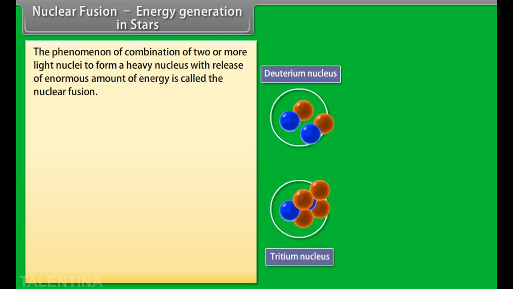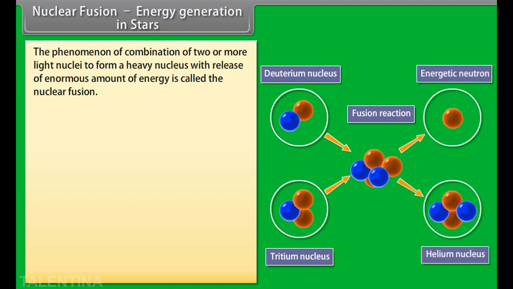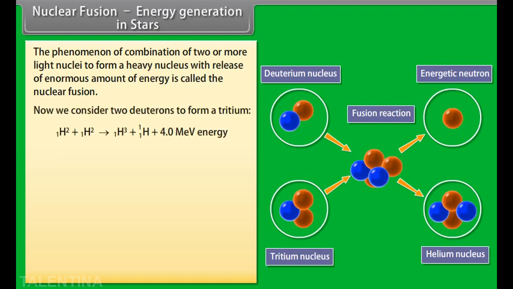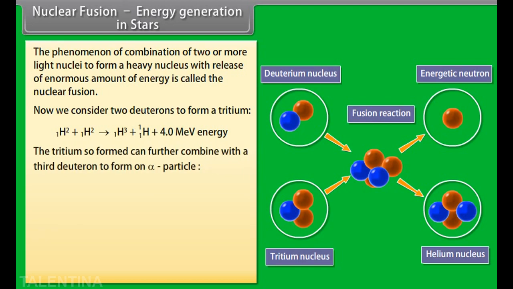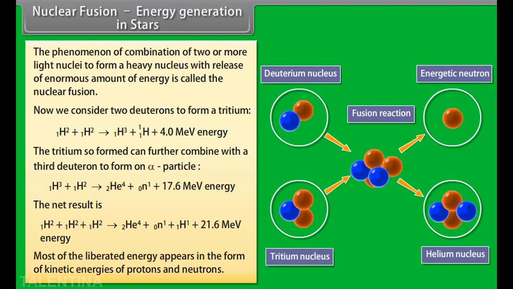Nuclear fusion, energy generation in stars. The phenomenon of combination of 2 or more light nuclei to form a heavy nucleus with release of enormous amount of energy is called the nuclear fusion. Now we consider 2 deuterons to form a tritium. The tritium so formed can further combine with the third neutron to form an alpha particle. The net result is most of the liberated energy appears in the form of kinetic energies of protons and neutrons.